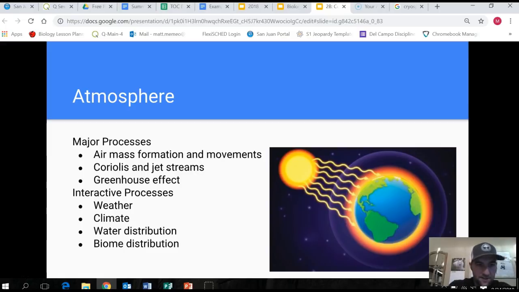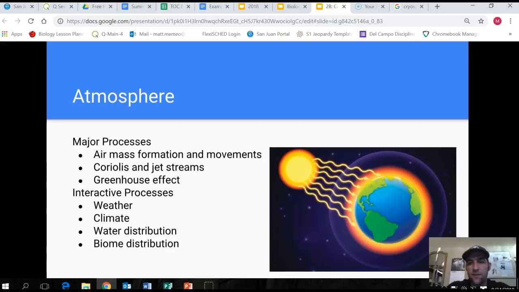Major processes: air mass formation and movements. So we're going to get different masses of air, cold fronts, warm fronts, things like that, and then those are going to move around the Earth. Another process within the atmosphere that you need to know about is the Coriolis effect and jet streams.